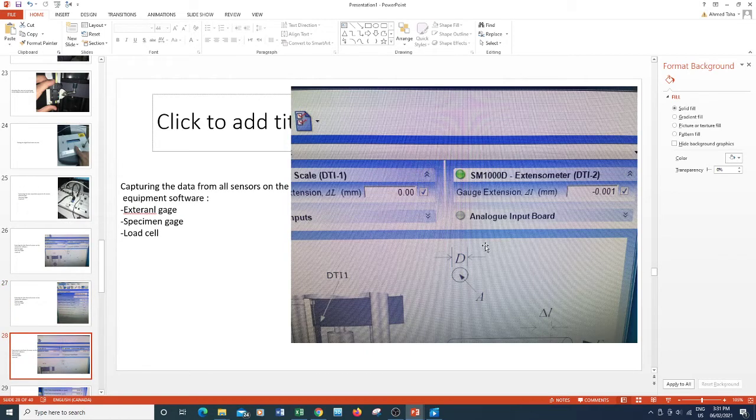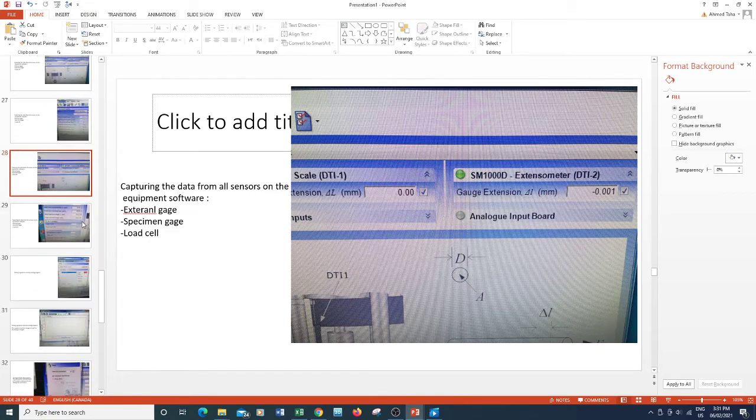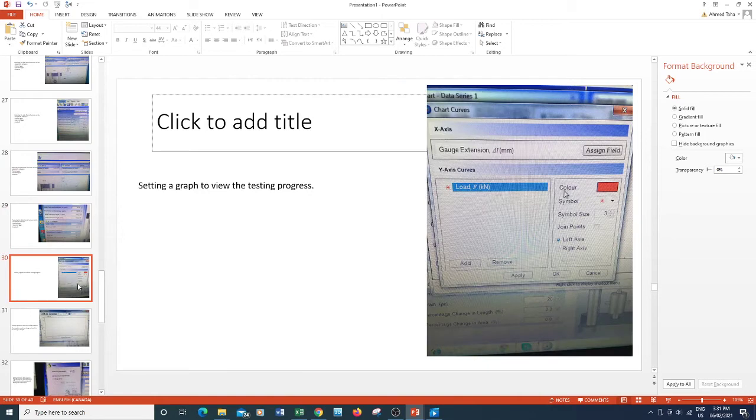As we see here, we now start capturing the data from all sensors and testing that we are capturing the data. We have the external gauge and the specimen gauge at 0, 0, as we have put it on the sample, and the load cell. We are now setting up the graph to measure the sample, and we are setting the x-axis, which is going to measure the gauge extension, and the y-axis is going to measure the load force.